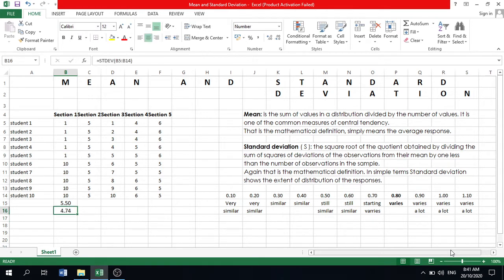Choose to copy the scores. To get the others, you just press Control C, then Control V, and you will have the average and standard deviation for the other responses.